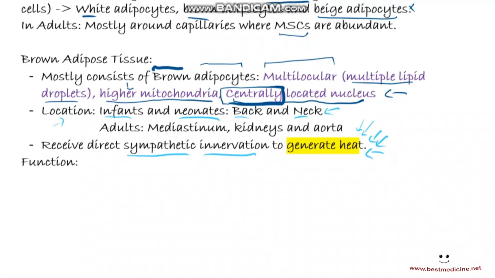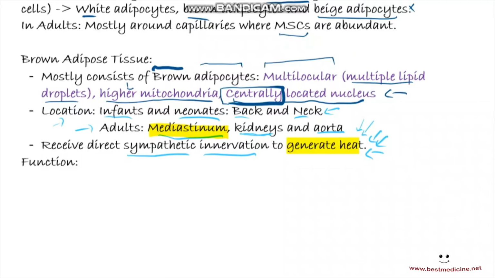In adults as well, we need to keep our organs at optimum temperature, for example the heart and the kidneys and some blood vessels, right? So in the mediastinum, brown adipose tissue is found. Around the kidneys, brown adipose tissue is found, and around the aorta as well. And we will actually look at an example when we study the cardiovascular system. We will look at the example of the heart.